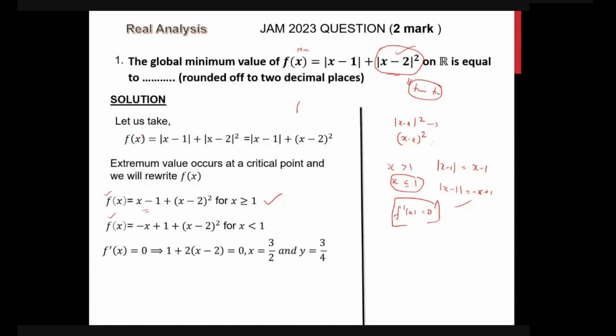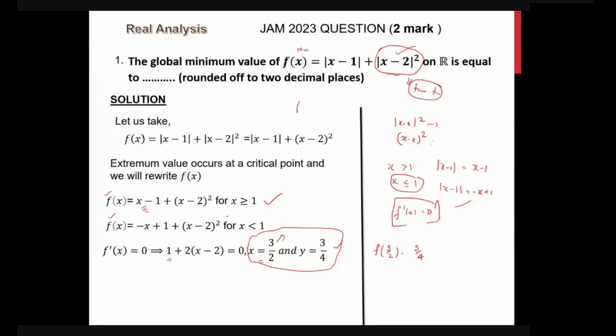In order to find the critical point, f dash of x equals 0. The derivative of x is 1, and the derivative of x minus 2 all squared is 2 into x minus 2, and this equals 0. Now if we solve this, we get x equal to 3 by 2 and y equal to 3 by 4. So the critical point is 3 by 2, and the value at that point, f of 3 by 2, equals 3 by 4.